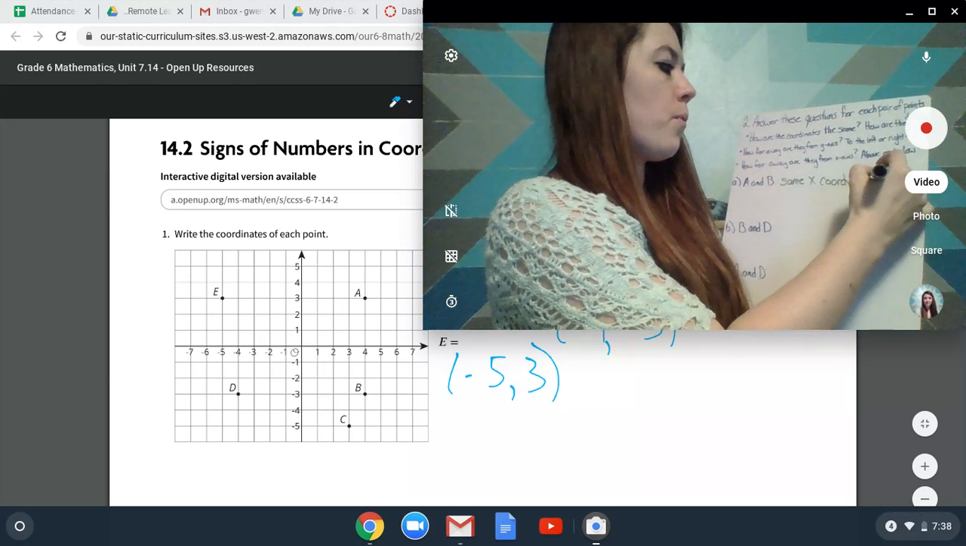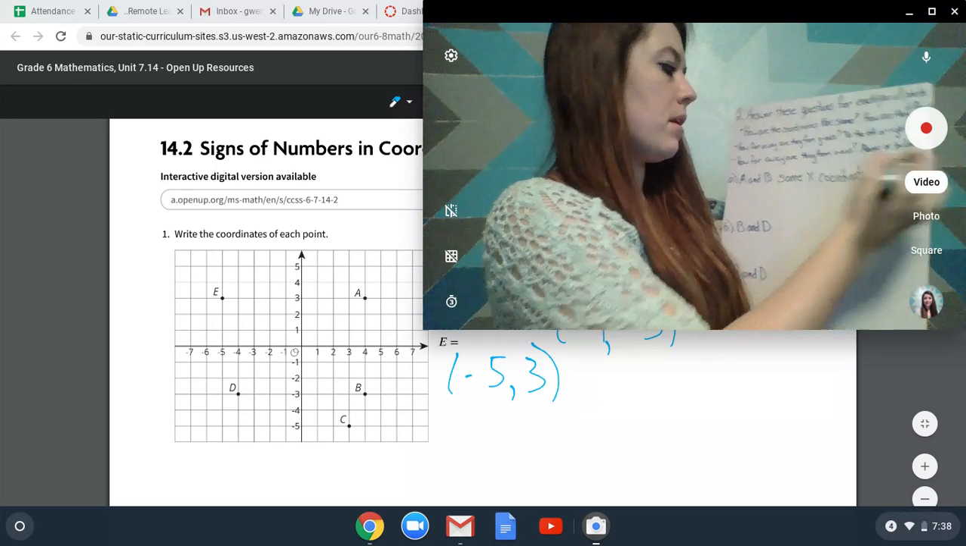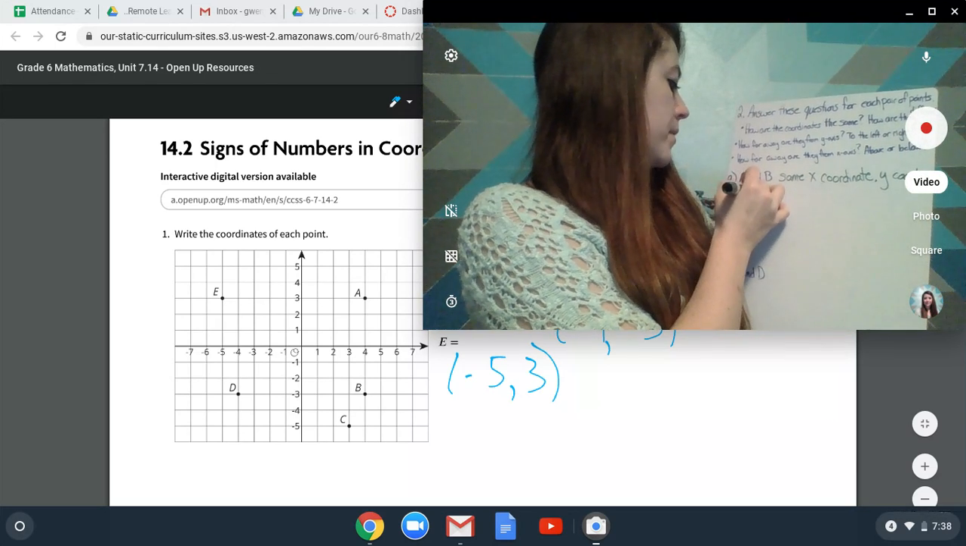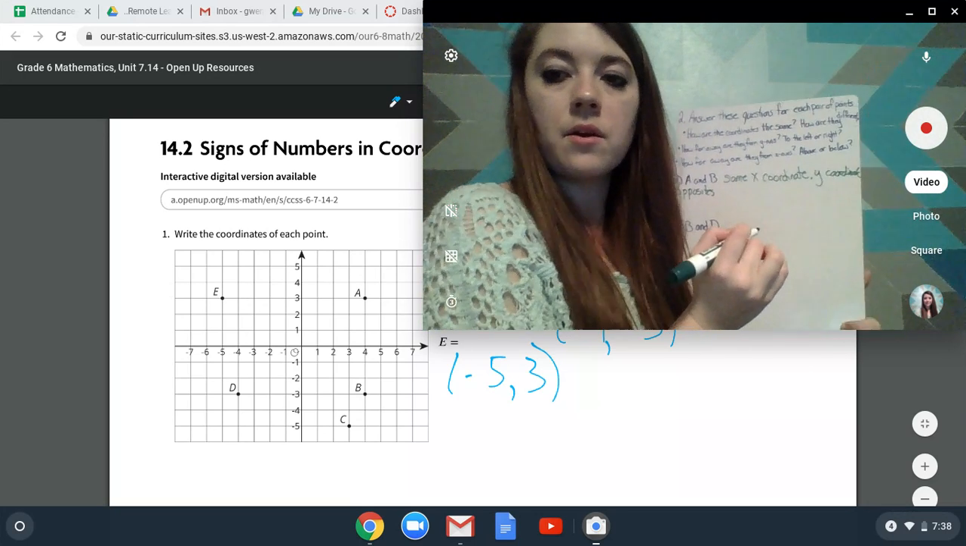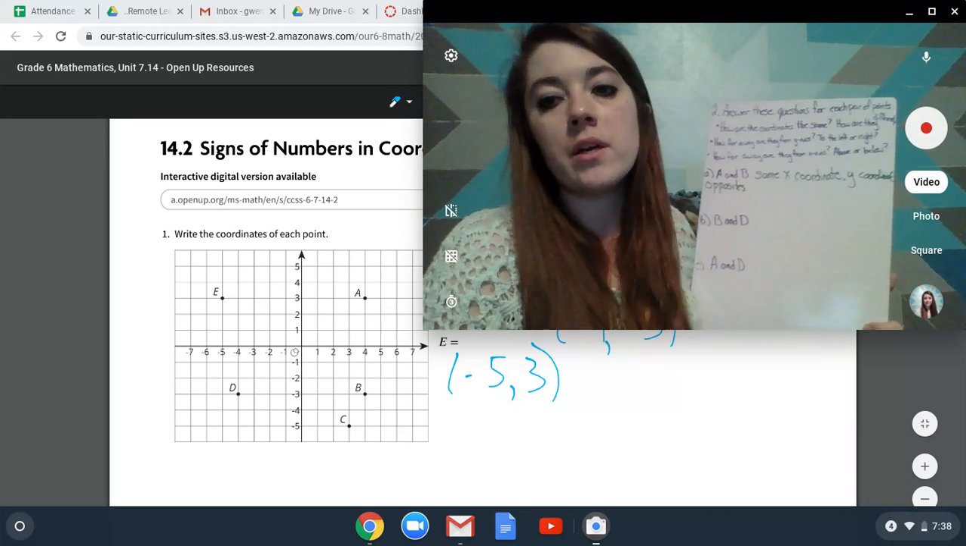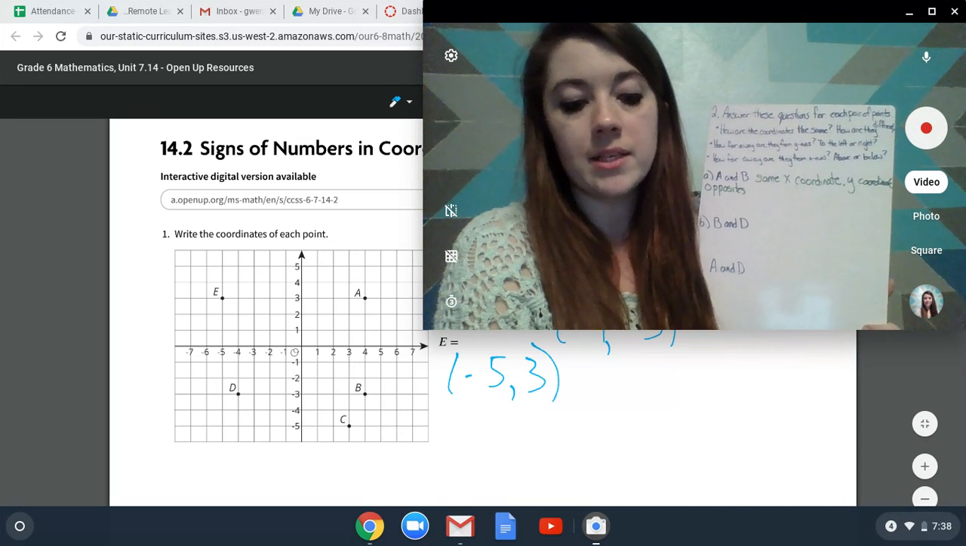So y coordinate opposites. Hoping you guys can see this. Yes, okay. So our x coordinates are the same, our y coordinates are opposites. So that looks at how they are the same and how they are different.